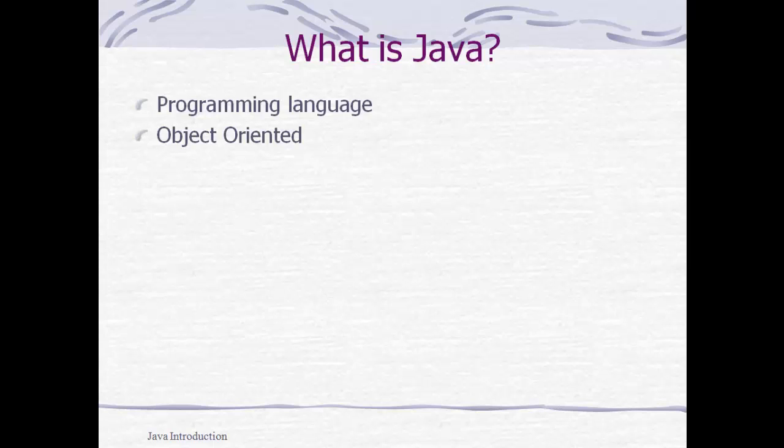It is object-oriented. So what is object-oriented? What are the features? Anything you can give? What are the features of an object-oriented programming language? It is platform independent. Object-oriented is not platform independent. C++ is also object-oriented, but that is not platform independent.